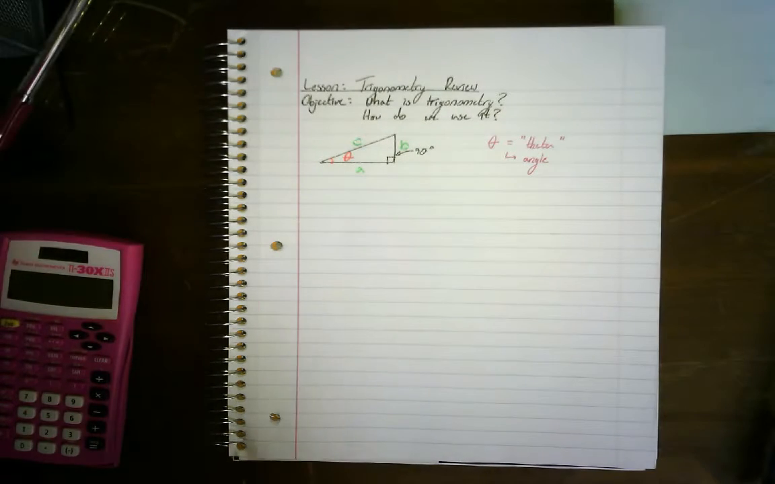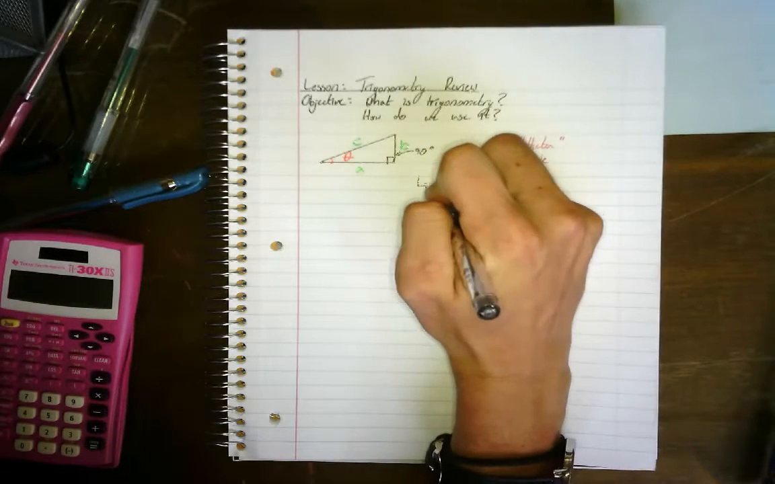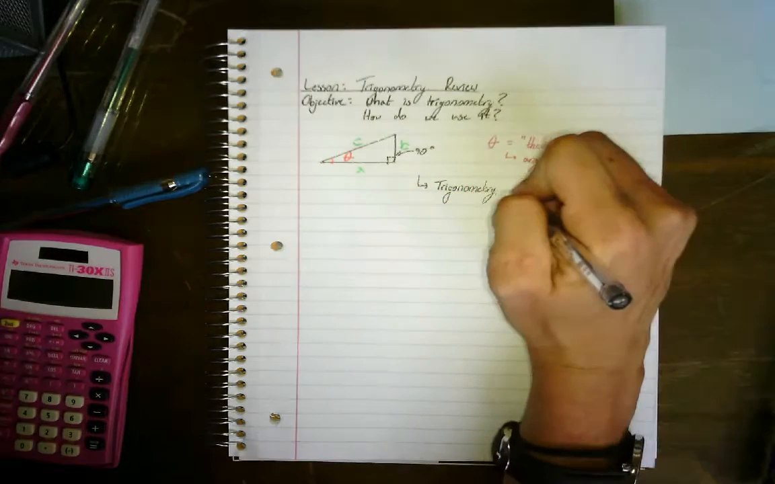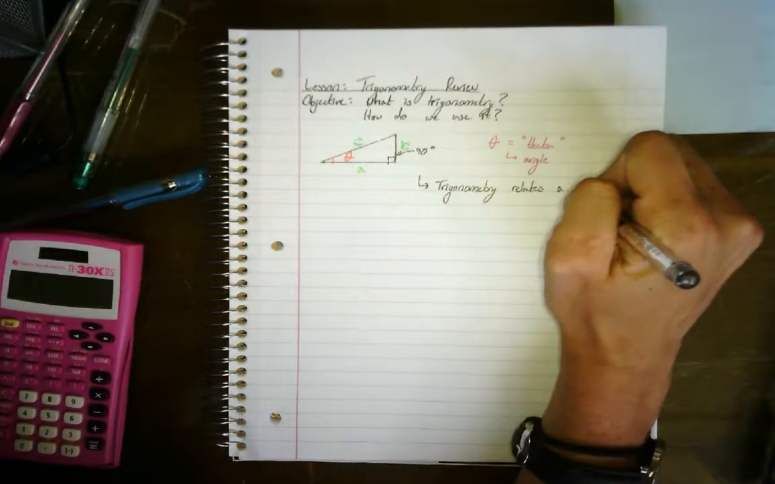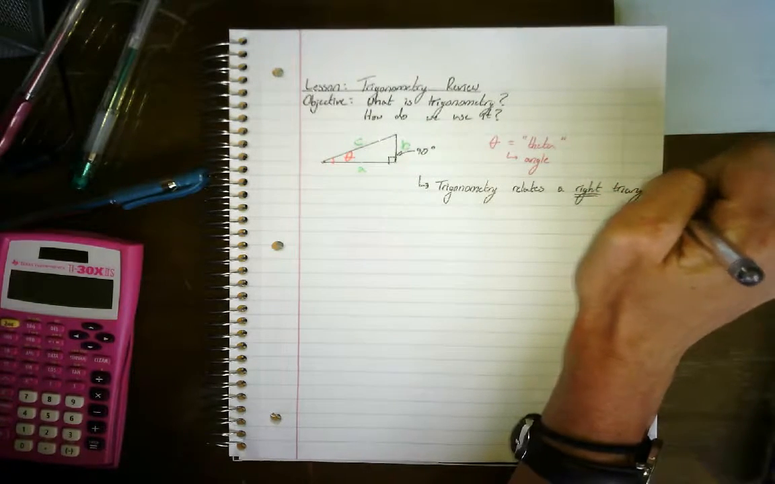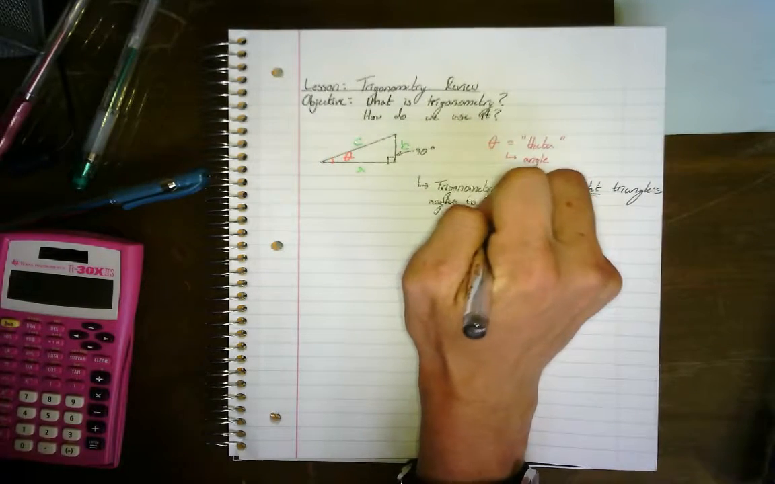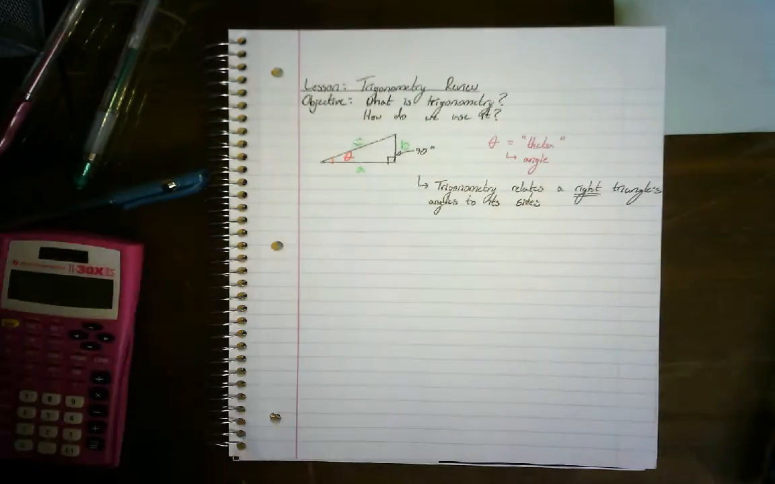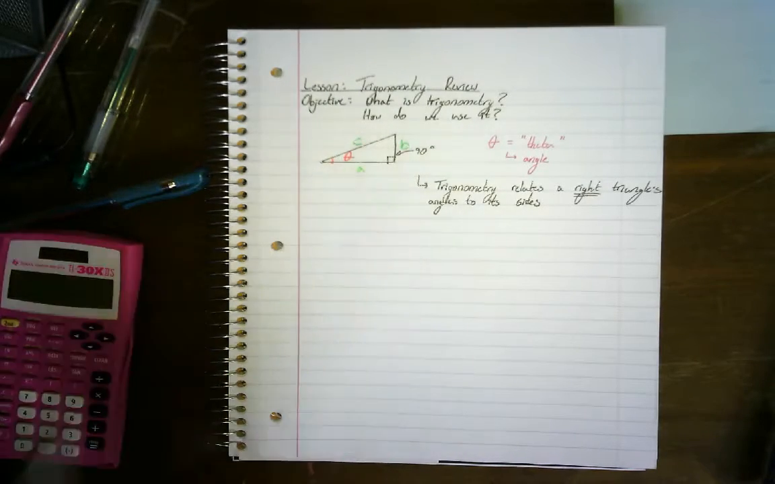So let me redraw. So trigonometry relates a right triangle's angles to its sides. So if we have all three sides, we can get that angle. And what you'll find is that if we have this angle and just one of our sides, we can actually find the other two sides.